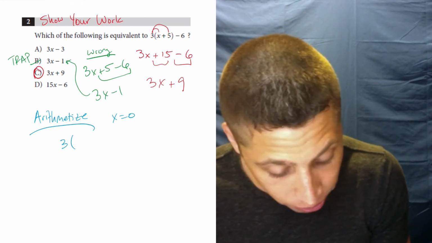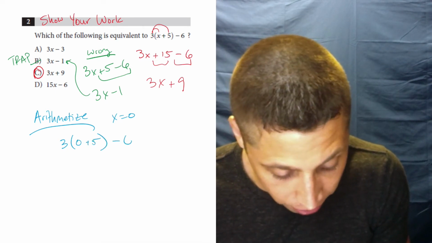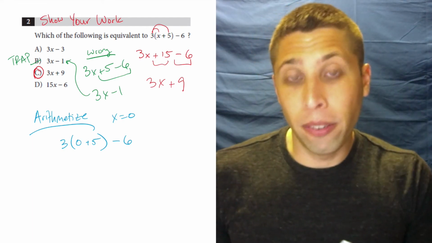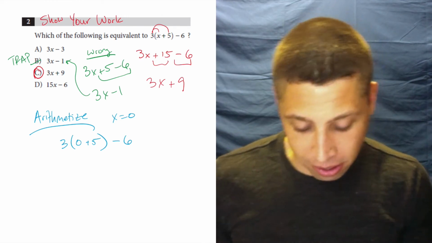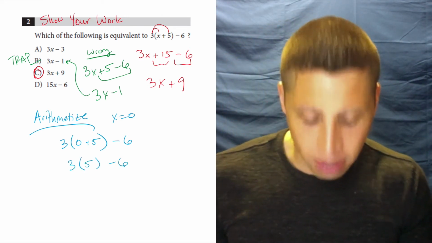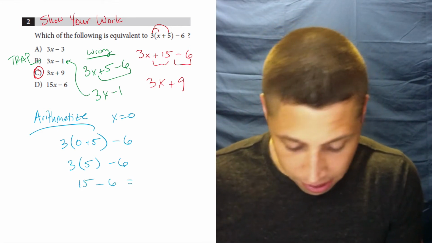That means that 3x now becomes 3 times 0 plus 5 minus 6. And instead of distributing the 3, well, now I can combine the terms inside of the parentheses, right? So this is just 3 times 5 minus 6. 3 times 5 is 15. Minus 6 is 9.